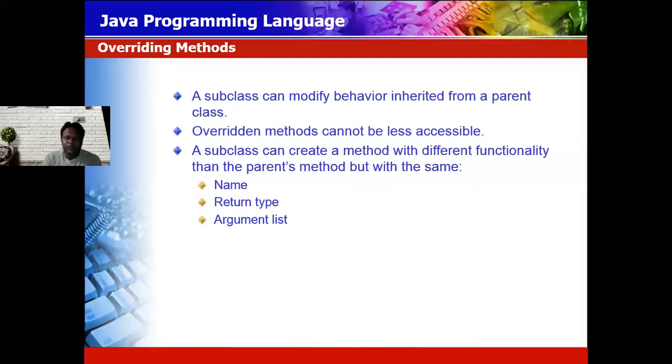A subclass can modify the behavior inherited from a parent class. An overriding method cannot be less accessible. Overriding a method means the same function is used in the parent and child class with the same name, same return type, and same argument list, but its functionality is different. The same function that we define in the parent class, if used in the child class, copies some functionality of the parent and adds new functionality of its own.